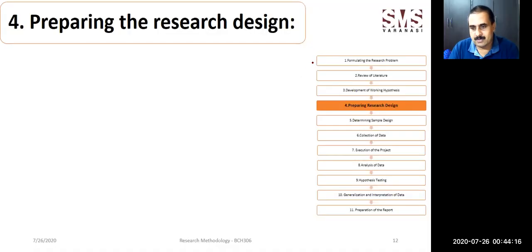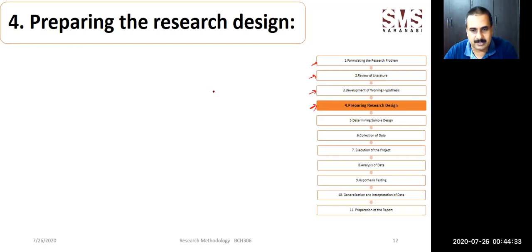And we have already covered extensive literature survey and hypothesis building. So 3 steps we have already covered. In the 4th step, we are going to study about research design. So let's move ahead with the lecture. We have already covered problem identification, extensive literature survey, and hypothesis building. And today we are going to cover preparation of research design in this lecture video.